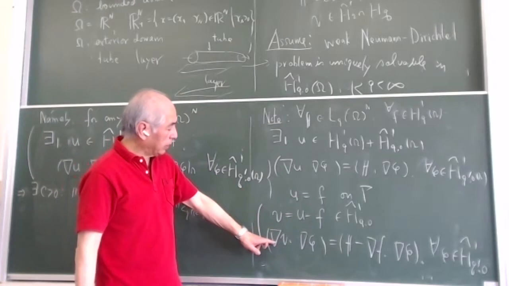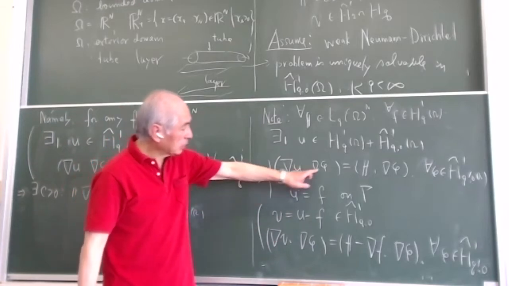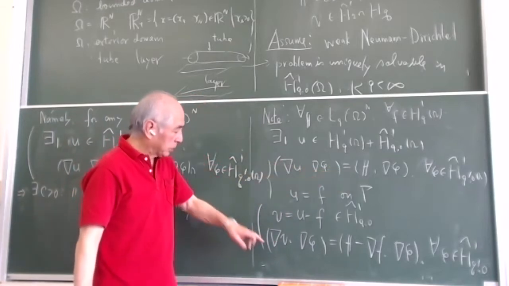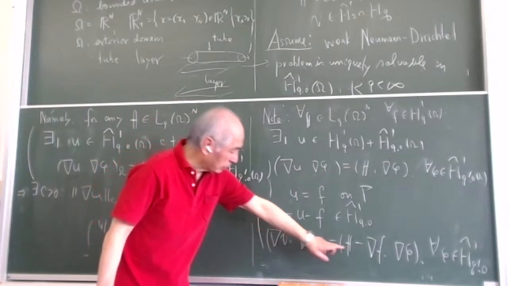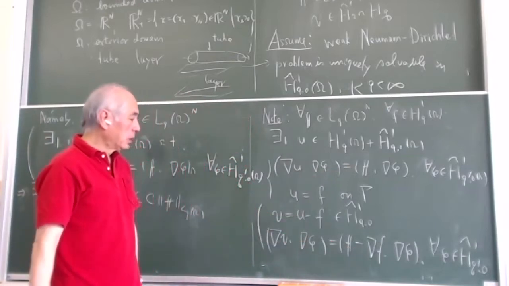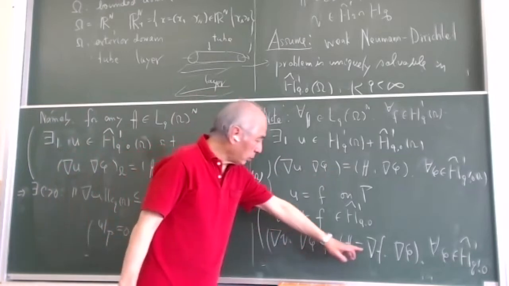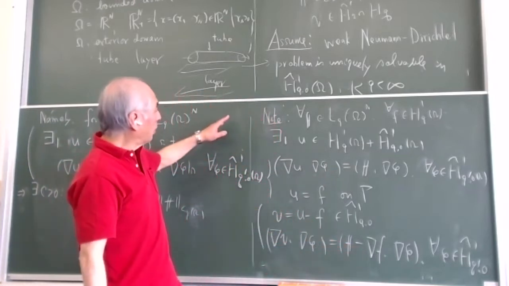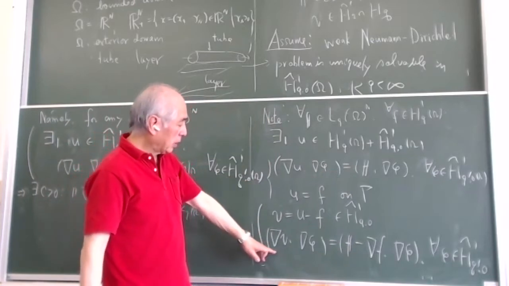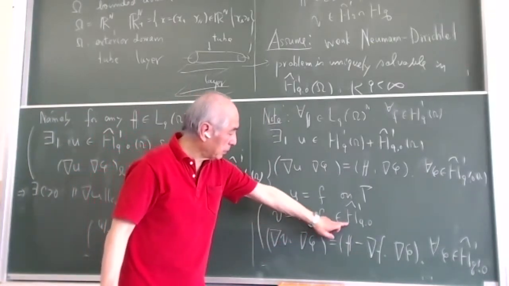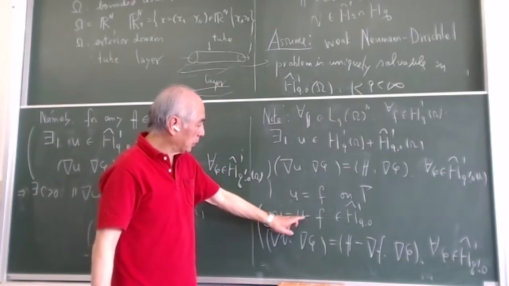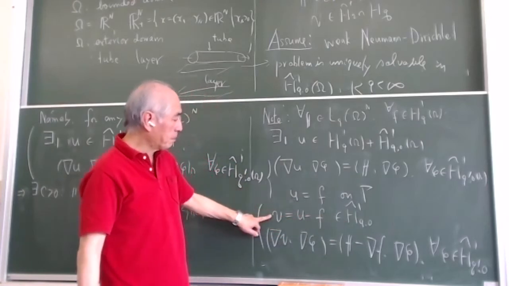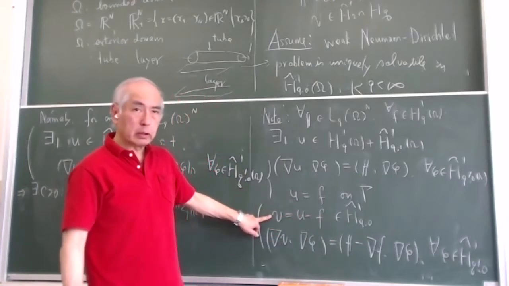Then if U satisfies this equation, V satisfies this equation. And this weak Neumann-Dirichlet problem can be solved by assumption. And then V is here. Therefore, U is F plus V.